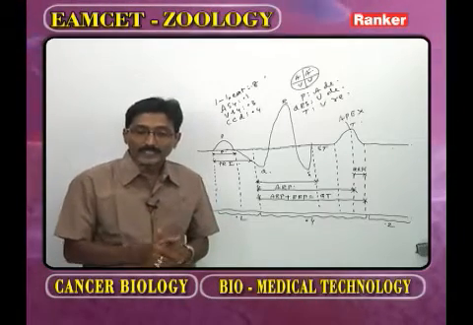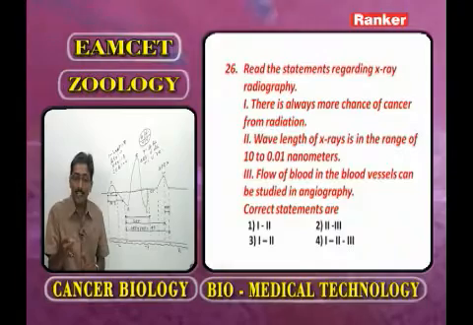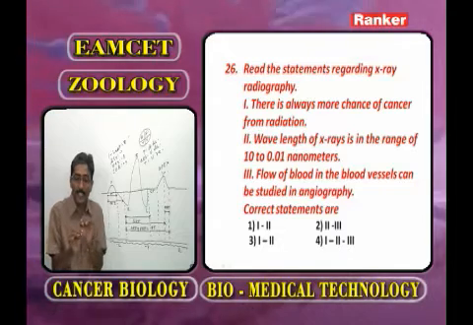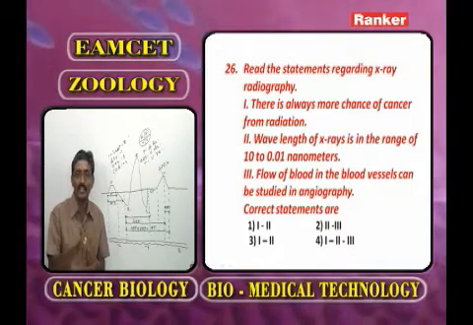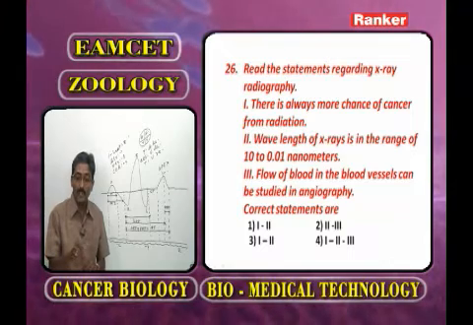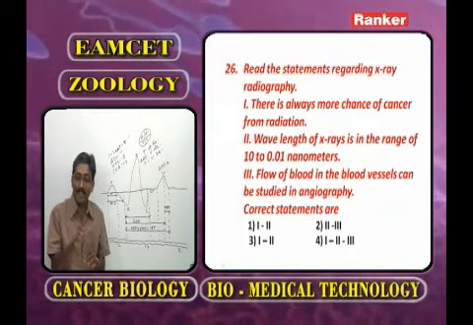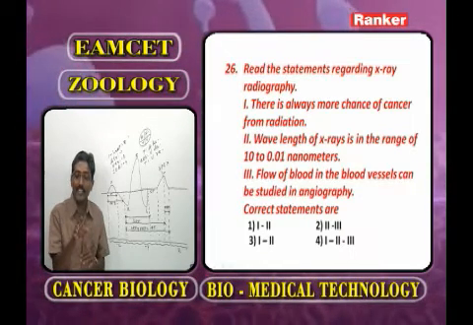The second one, the wavelength of X-rays is in the range of 10 to 0.01 nanometers. Exactly, it is correct. The third one, flow of blood in the blood vessels can be studied in angiography.